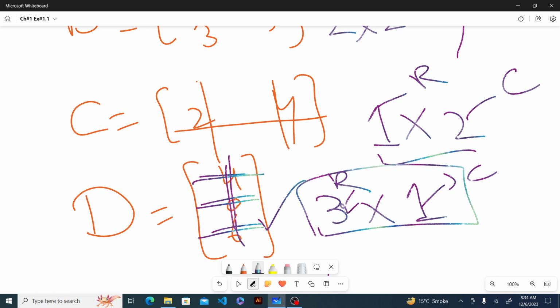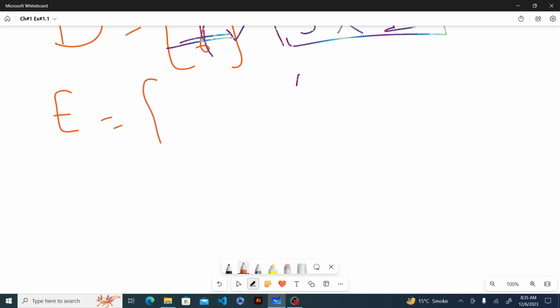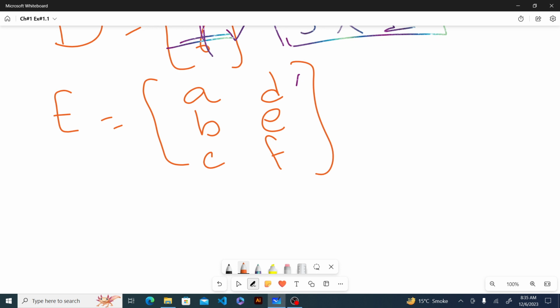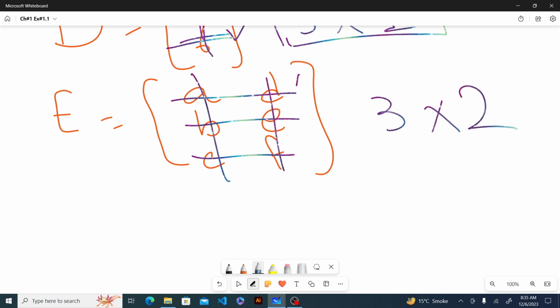Okay, let us move forward. Now the part E. Let me write it, E matrix. So what is the order? We will count the number of rows: 1, 2, 3. Number of rows 3 into number of columns 1, 2. So 3 into 2. It is the order of matrix E.